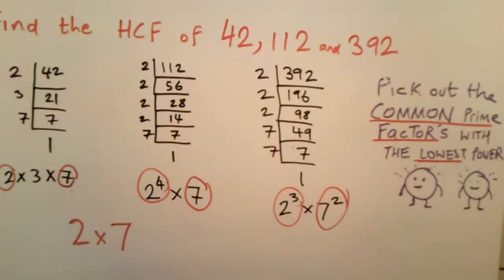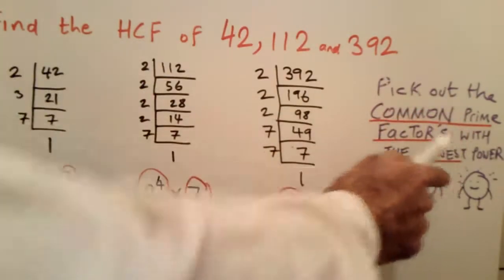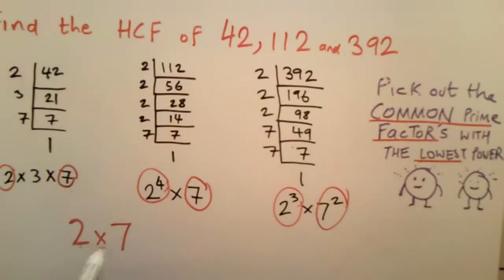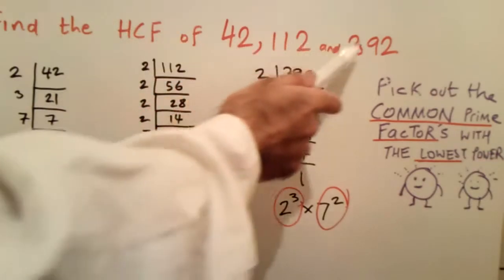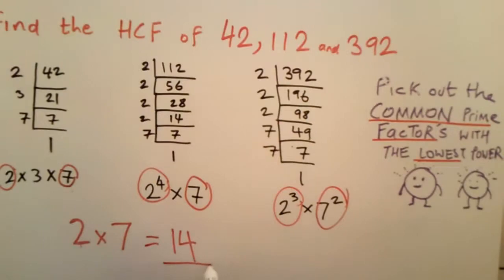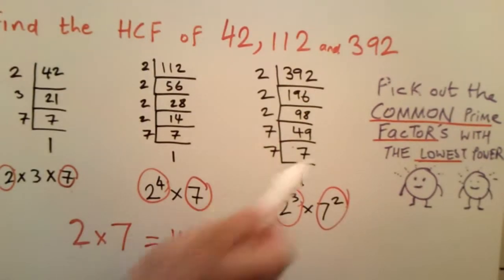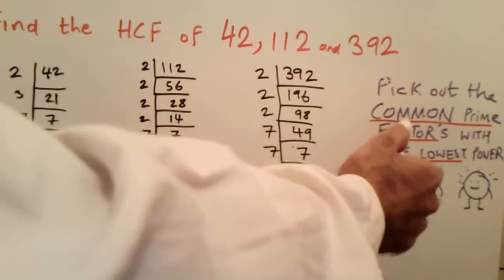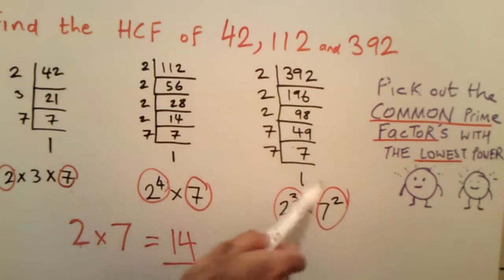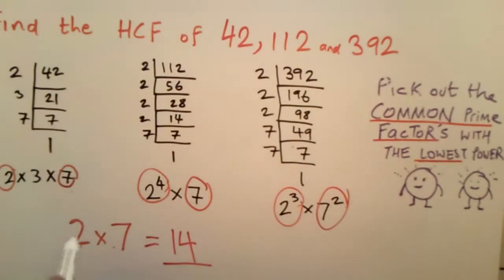And that's it. So basically, once we've got our common prime factors with the lowest power, we multiply them. So we get 14. So what we say is the highest common factor of 42, 112 and 392 is 14. And that's it. We just follow our formula here of finding the common prime factors with the lowest power, and once you've found them, you just multiply them together, and that's it.